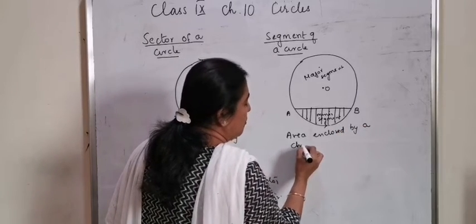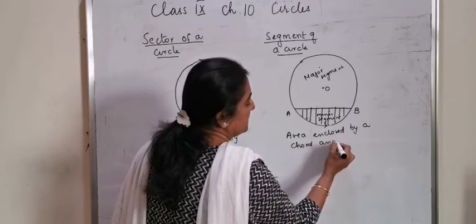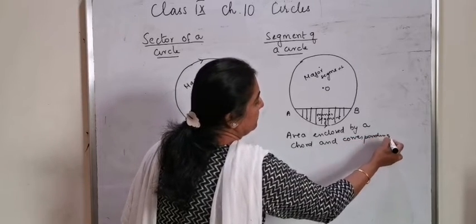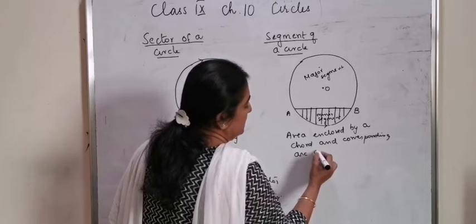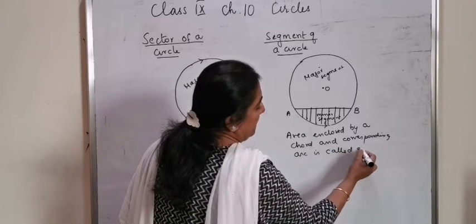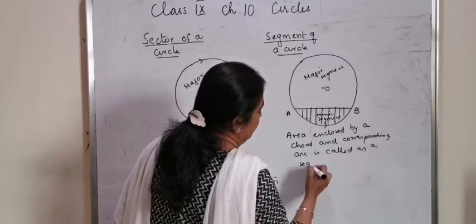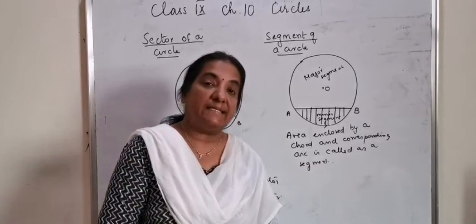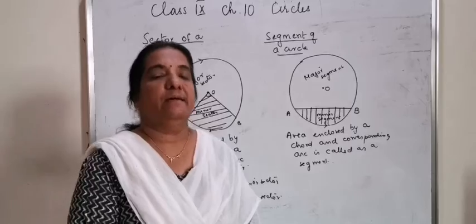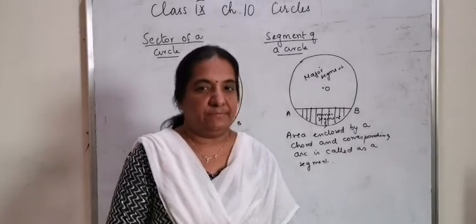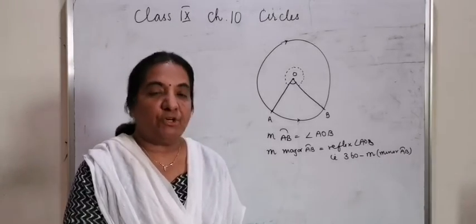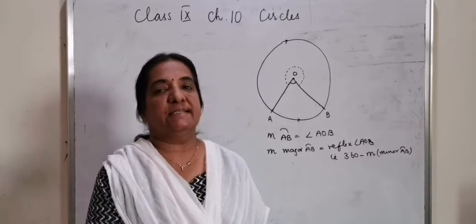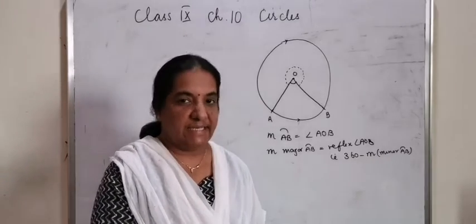This definition: the area enclosed by a chord and the corresponding arc is called a segment. If the segment contains the center, it will be a major segment. What do you mean by the measure of an arc? The angle at the center of a circle is always 360 degrees.